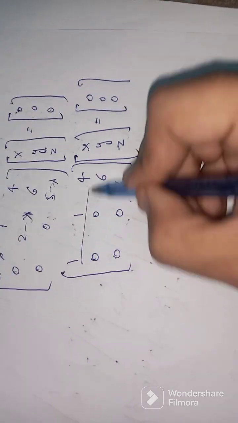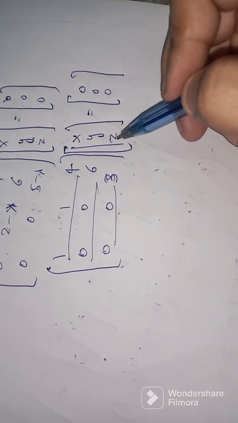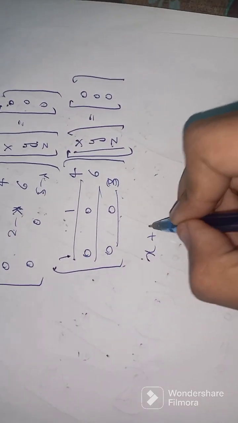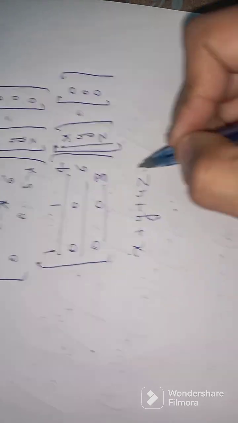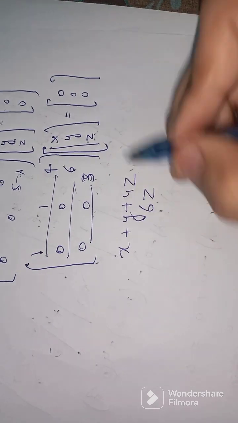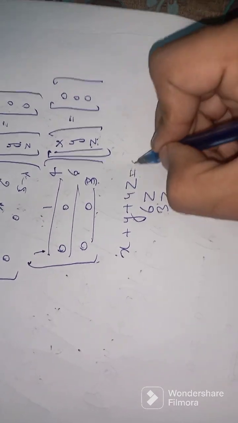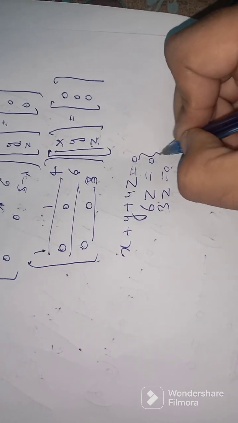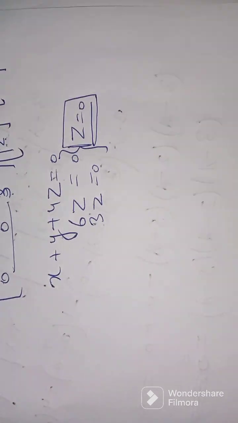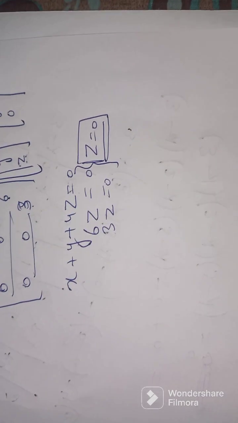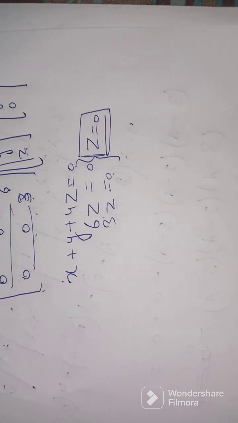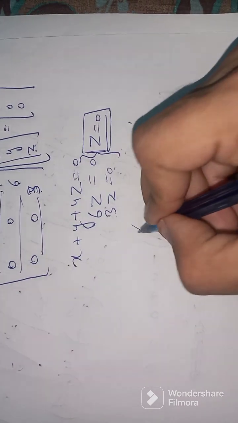Now multiply these rows with that column to get the equations. The first equation will become x plus y plus 4z, the second one will become 6z and the third one will become 3z, equal to 0, 0, 0. From these two equations you will get z equals 0. So the answer for z is 0 from the last two equations. Put the value of this z in equation number 1, you will get the equation x plus y equals 0.